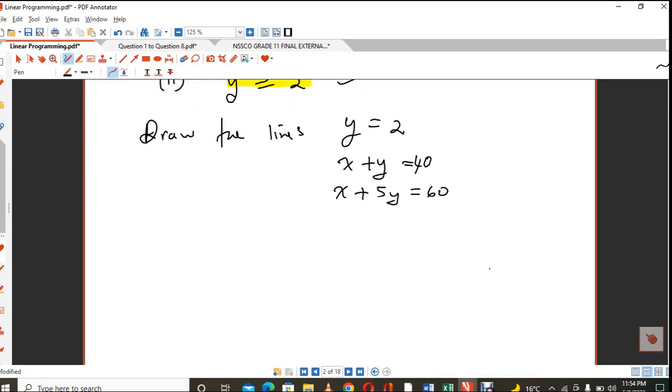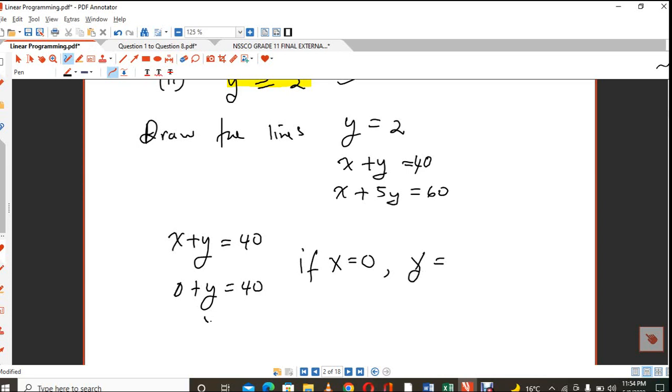Now when I'm going to plot these, the line y equals 2 is a very straightforward line. It's a line that is parallel to the x-axis. But when you have something like x plus y equals 40, you can say if x equals 0, what is the value of y going to be? Well, y will be 40. So you're looking at the point (0, 40), which you are going to plot now.